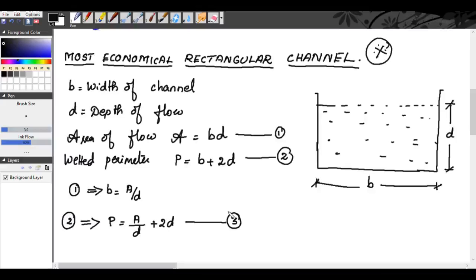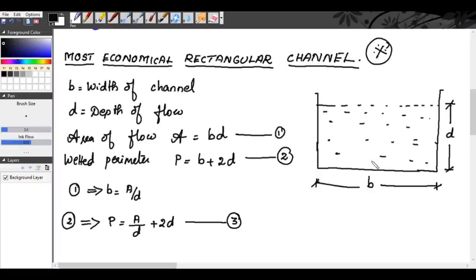Now, for the most economical section, we will keep B as fixed and we will vary this D. See, we have two dimensions. One is B and another is D. Okay, two dimensions, breadth and depth. We will keep B as it is and we will try to vary the depth. So, we will find the minimum depth so that the wetted perimeter will be minimum.